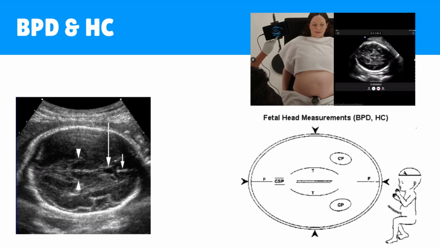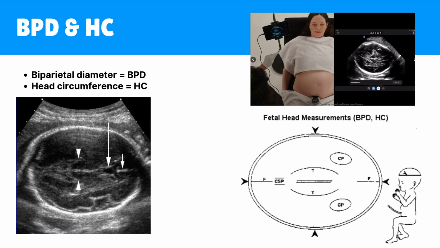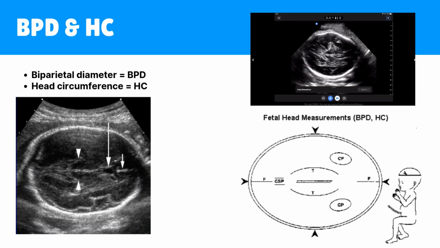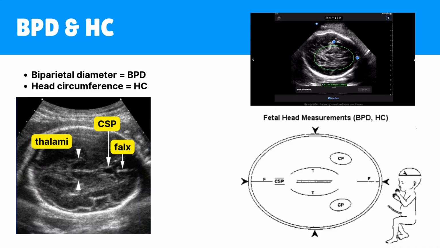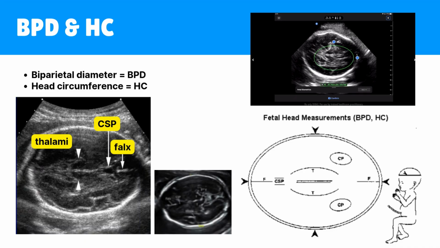We use two measurements of the fetal head called the biparietal diameter and the head circumference. To get these measurements, obtain a transverse view of the head with the following anatomic landmarks in view: the thalami, cavum septum pellucidum, and falx cerebri. This is called a transthalamic view. You can also see the third ventricle, choroid plexus, and insula in this plane.